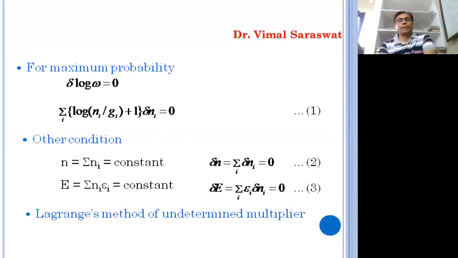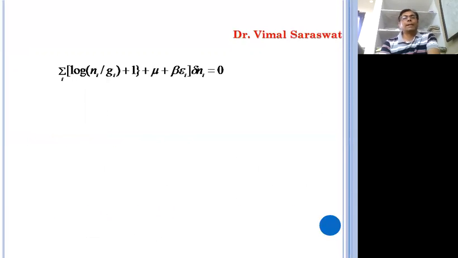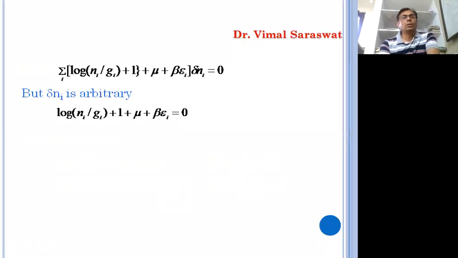Now from Lagrange's method of undetermined multipliers, equation 1 remains the same, equation 2 is multiplied by mu and 3 by beta. On doing all these things, we get sigma over i of log Ni upon Gi plus 1 plus mu plus beta Ei, delta Ni equals 0. But delta Ni is arbitrary, so log Ni upon Gi plus 1 plus mu plus beta Ei equals 0.